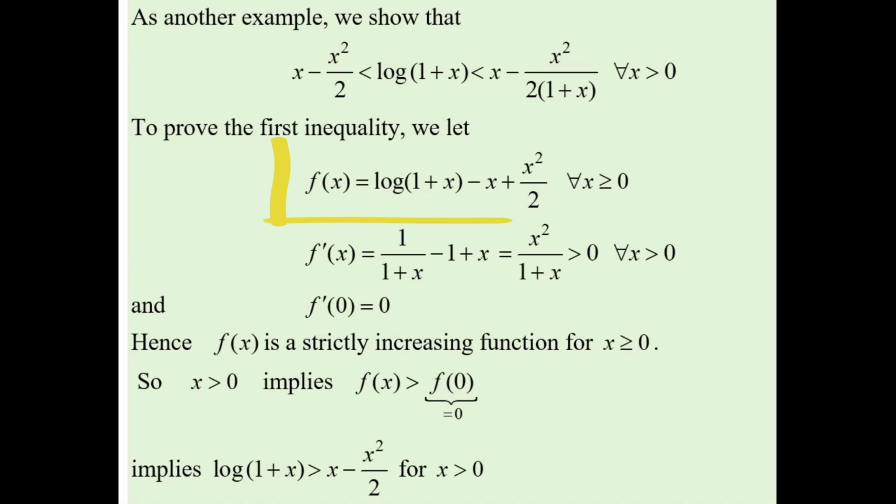What is f of 0? F of 0 is log of 1 plus 0 minus 0 plus 0, which gives log 1, which is 0. So we conclude that x greater than 0 implies f of x greater than 0. F of x is log of 1 plus x minus x plus x square by 2. So that being greater than 0 implies log of 1 plus x is greater than x minus x square by 2 for x greater than 0.